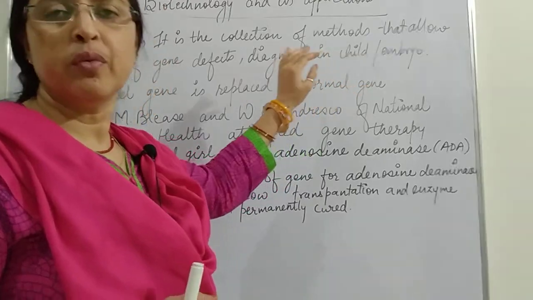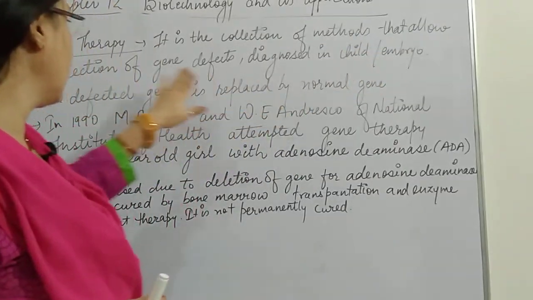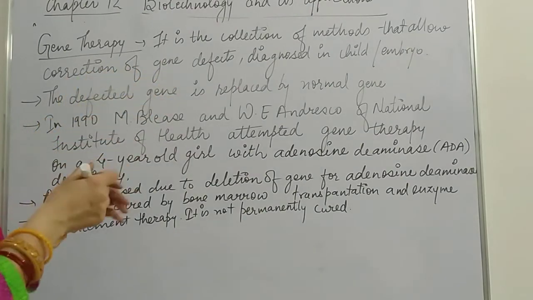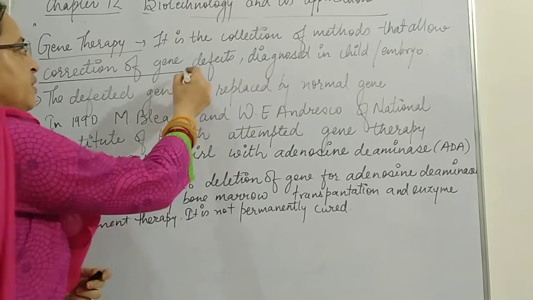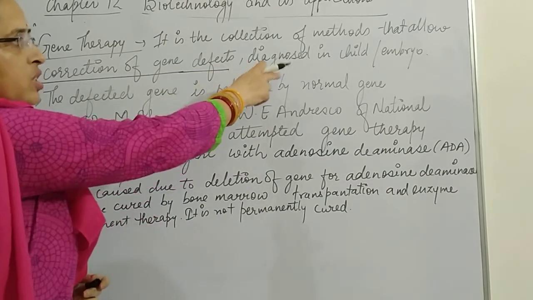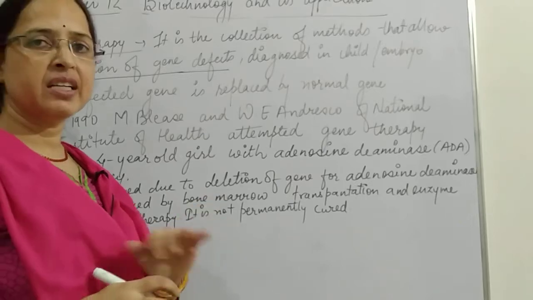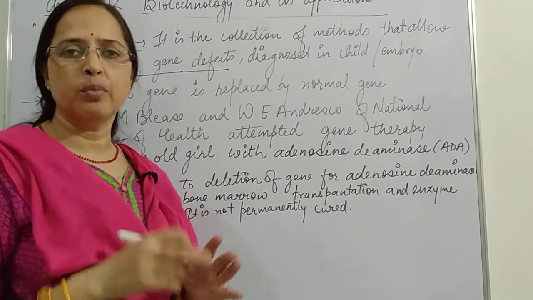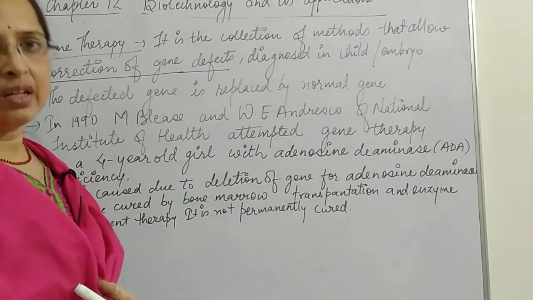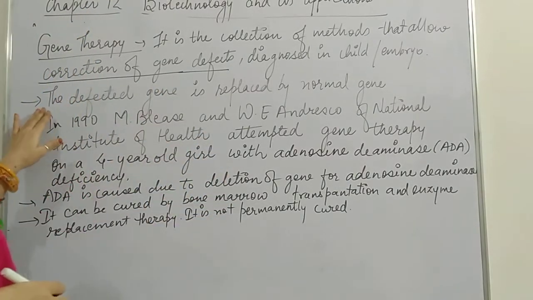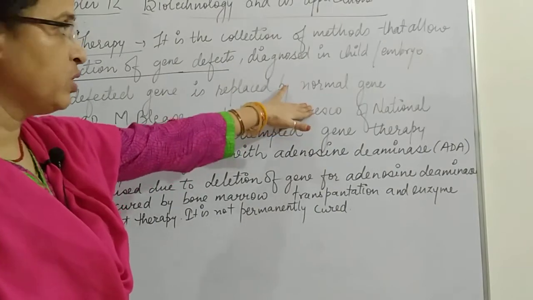Just have a look over here at the definition: it is the collection of methods that allow correction of gene defects diagnosed in a child or embryo. That means the defective gene is replaced by the normal gene so that the defect can be corrected. Next, you can see that the defective gene is replaced by the normal gene.